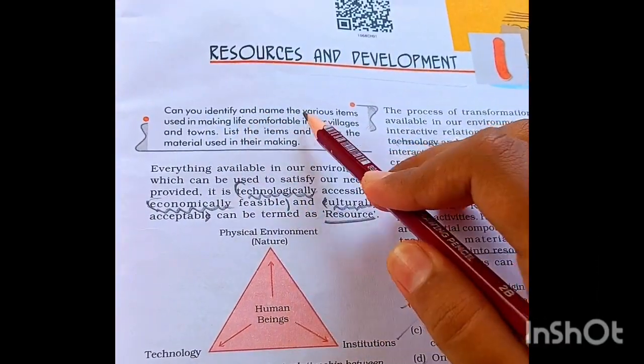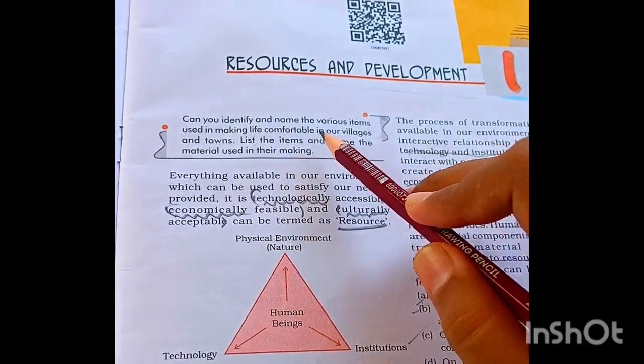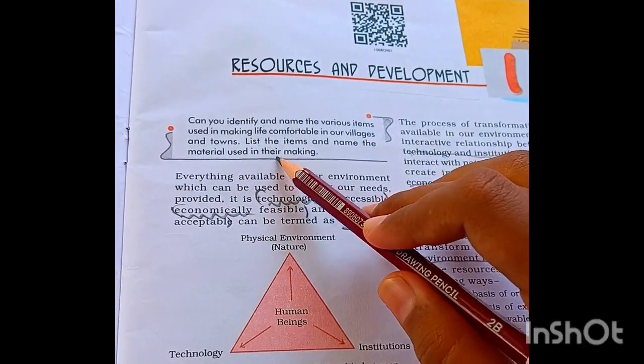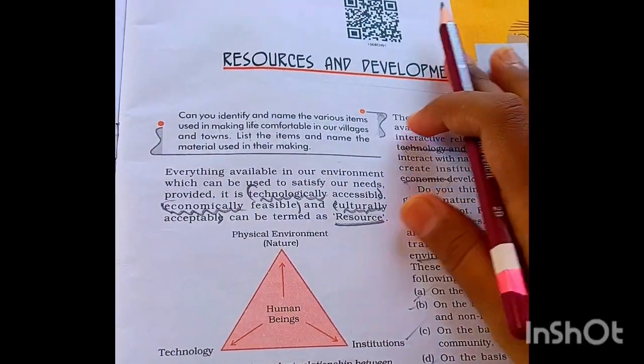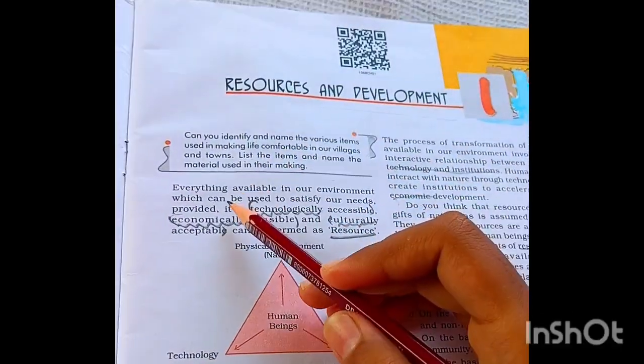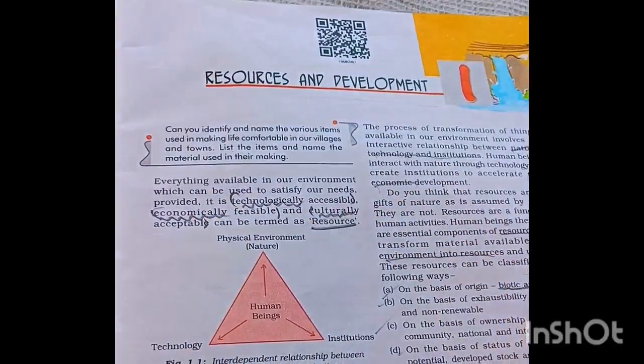Can you identify and name the various items used in making life comfortable in our villages and towns? List the items and name the material used in the making. You can do it. Then let's go with the chapter.